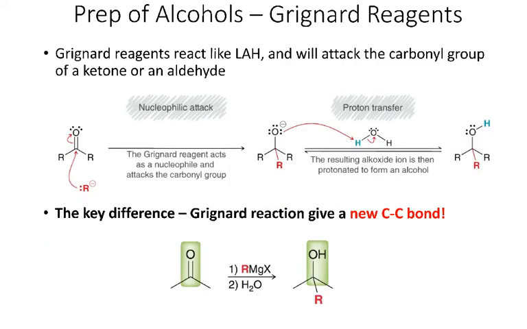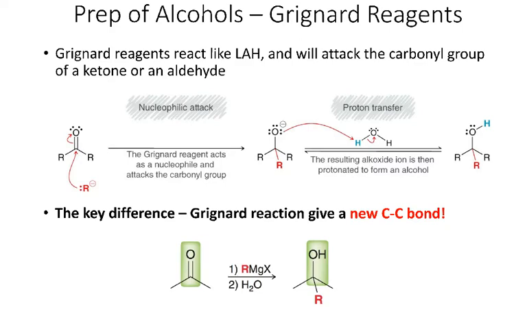Okay, so the mechanism by which Grignard reagents react with aldehydes and ketones is very similar to the mechanism of lithium aluminum hydride. So the Grignard reagent reacts as a nucleophile and undergoes nucleophilic attack to the alpha carbon of the aldehyde or the ketone, and then that's followed by a proton transfer step where the now negative oxygen pulls a proton from some proton source, often water, as is shown in this case.